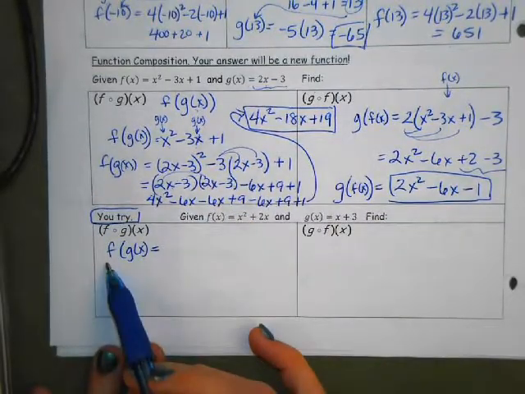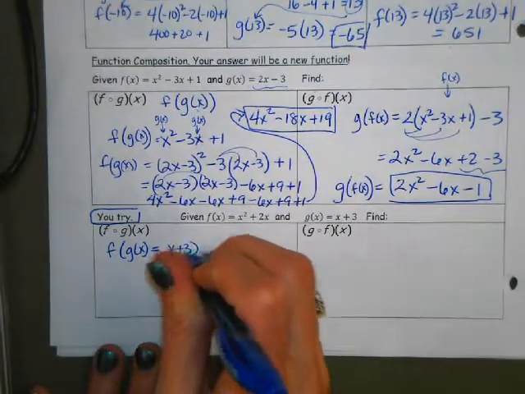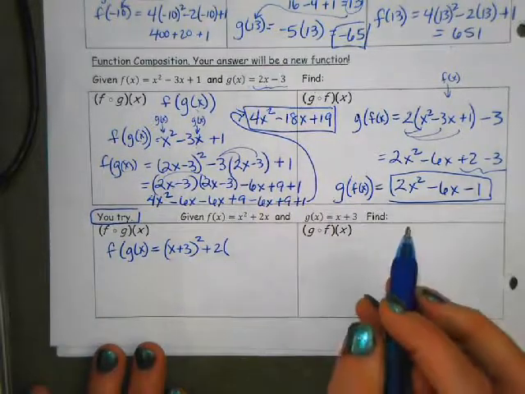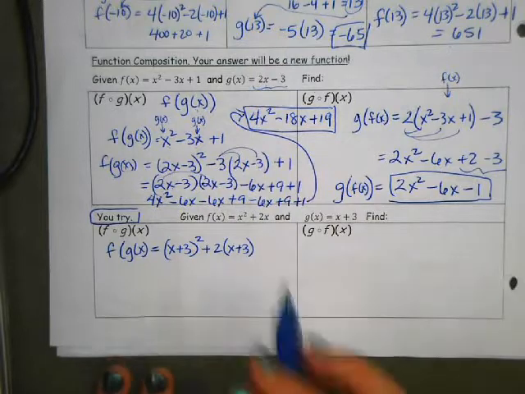So I'm going to take whatever is g of x and plug it into f of x. So I got x squared, so I'm going to put x plus 3 squared. I got plus 2x, I'll do plus 2, put in x plus 3. And that's it.